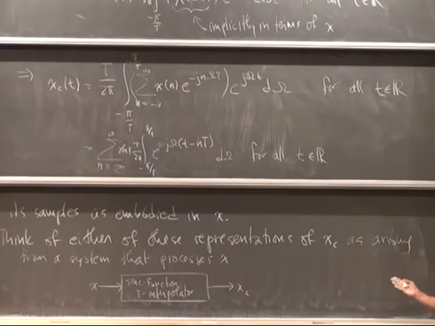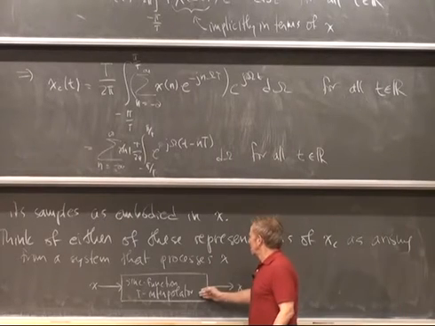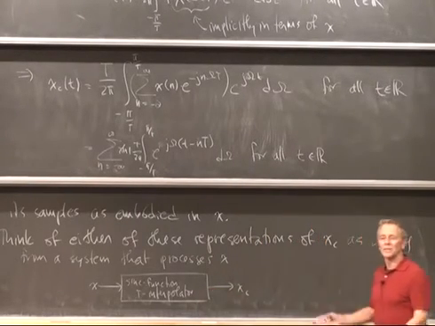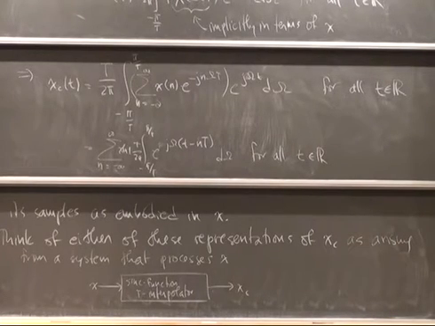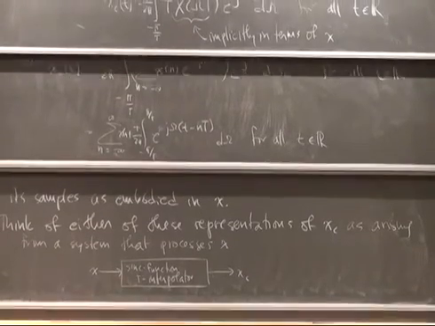Question, what if x does not come from sampling a continuous time signal x sub c faster than twice its bandwidth? What if x is any old discrete time signal? It could just come out of nowhere, or it could be from sampling a band-limited signal slower than twice its bandwidth, or from sampling a non-band-limited signal, whatever. You have this box. You could plug any such x into such a box, and something's going to come out. So that's the question I want to address now.